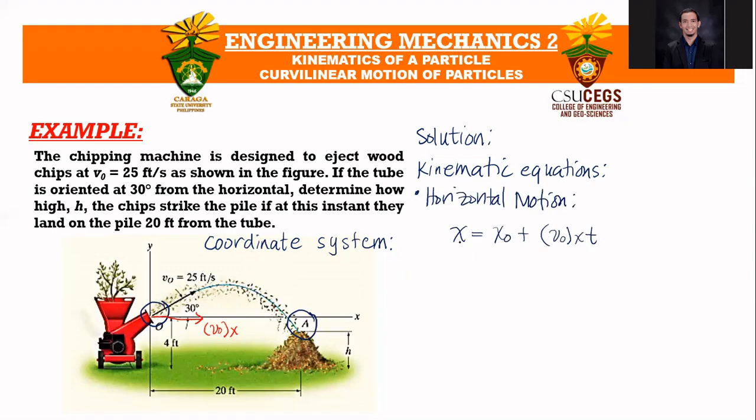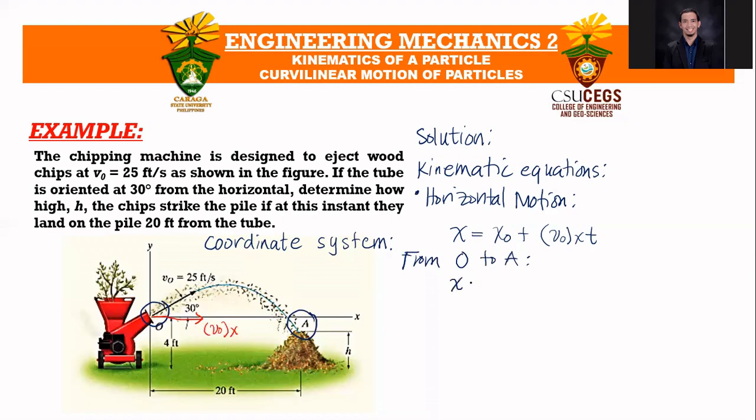Ang x na walay subscript, mao na ang final position. Xo, that is the initial. Vox, that is the x component of your initial velocity, and t is your time from point O to point A. So ang ato i-consider na points are starting from point O to point A.